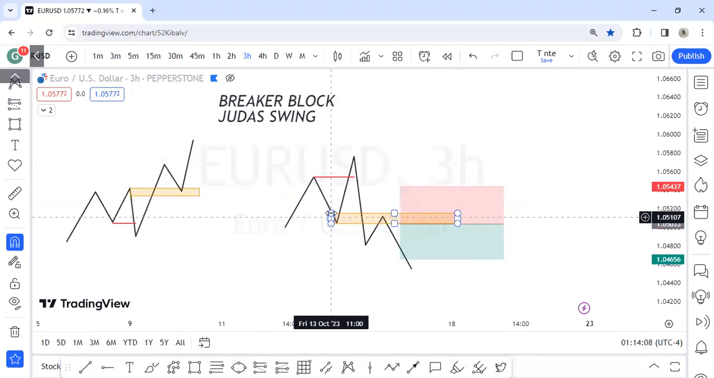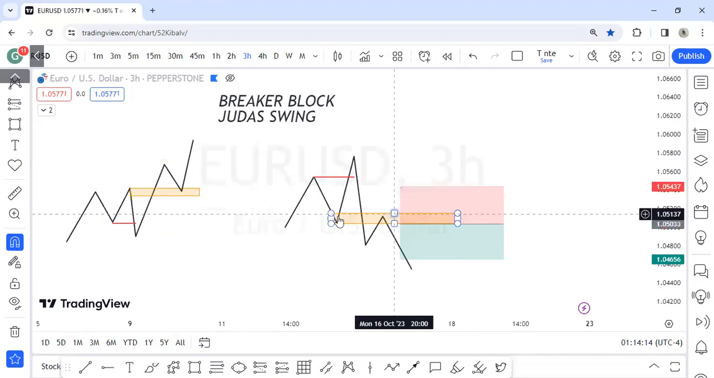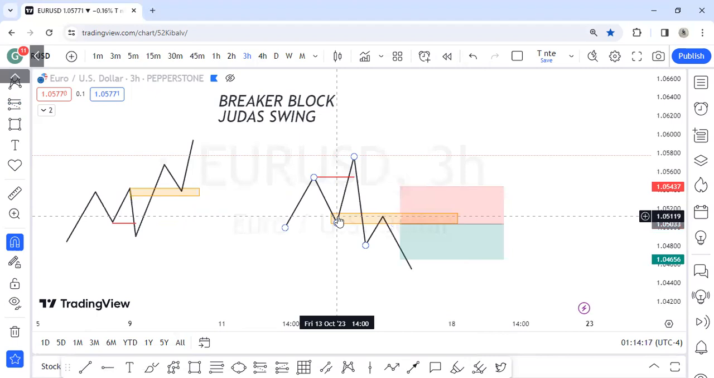So you look out for the high of the breaker block candle. Maybe the candle is one here. Look out for the high of the breaker, that's the last down push. So put your stop loss a bit above it. That is the first way to do it, the first entry technique for a breaker.